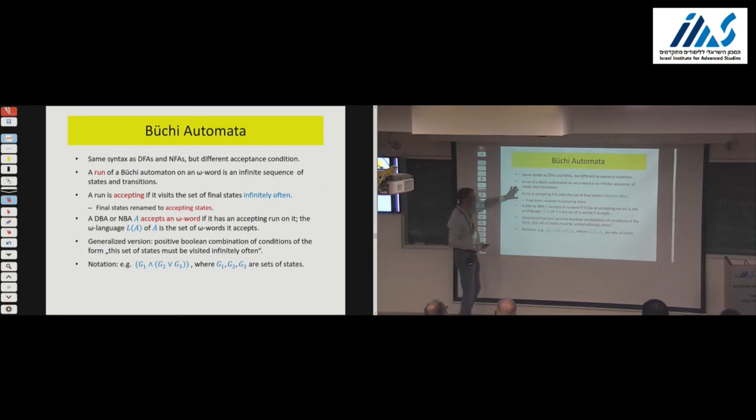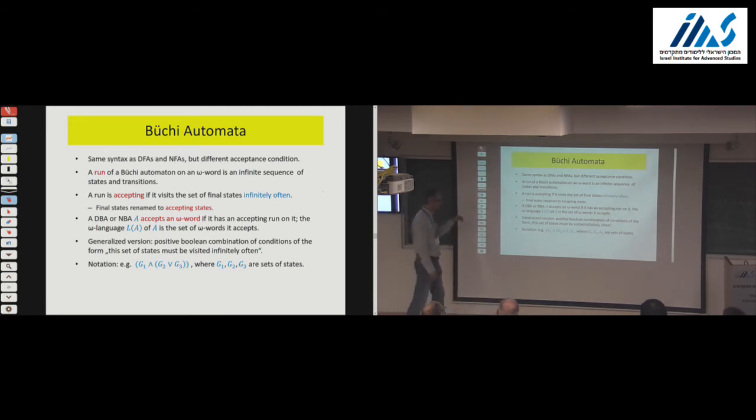And now this is the key issue, the idea that Büchi came up with: let's say that the run is accepting if it visits the set of final states infinitely often. Then it doesn't really make sense to speak about final states. They are no longer final. Nothing stops there. So in the context of omega automata, typically you speak about accepting states, in order to avoid this idea of final. And then a deterministic or non-deterministic Büchi automaton accepts a word if it has an accepting run on it, and you define the omega language.